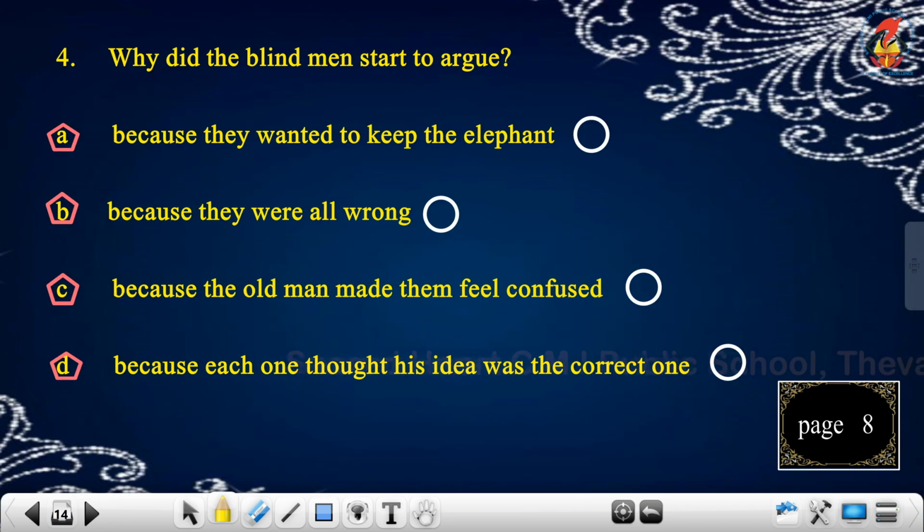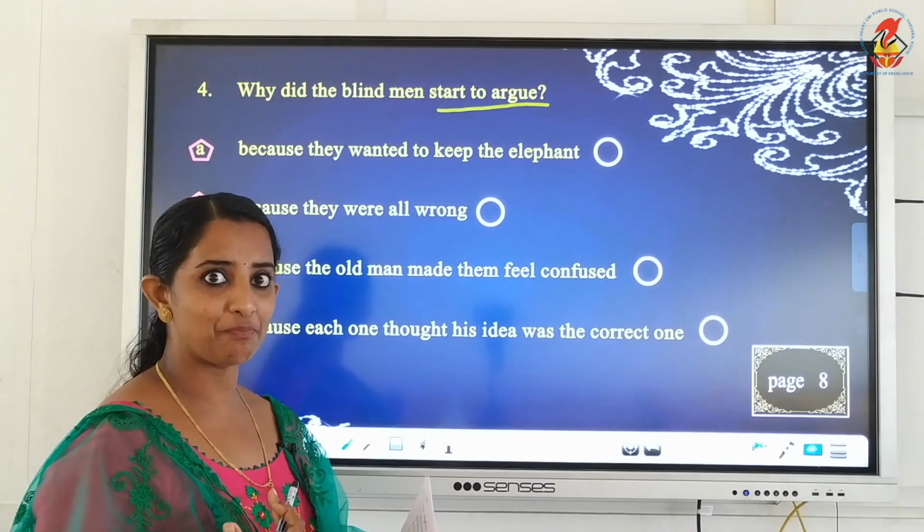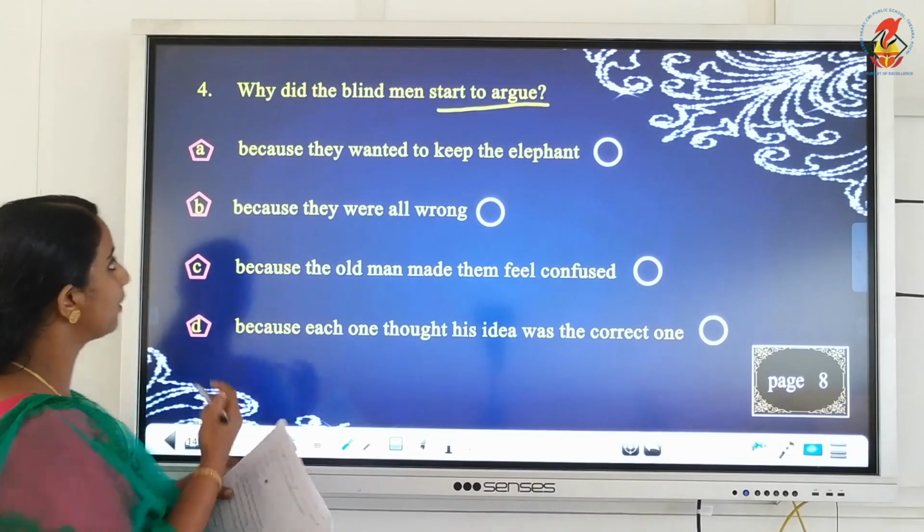Now the fourth question on page number 8. Why did the blind men start to argue? Why were they arguing with each other? Because what happened? Now let's read the options.